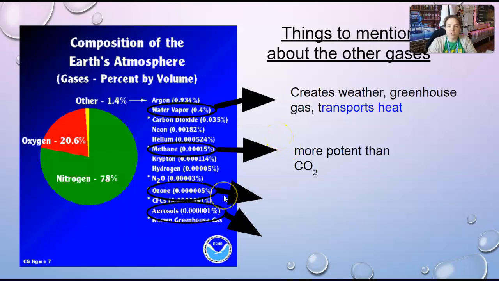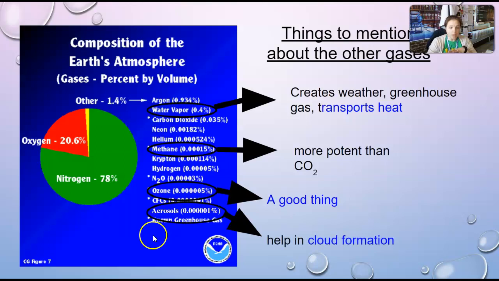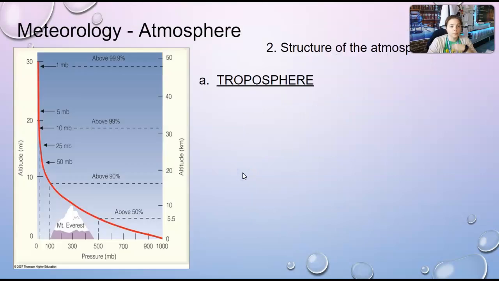And then you have ozone, that's O3, like 3 oxygens together. No, it's not good for us down here, but this is a good thing. It helps protect the earth from damaging UV. And then aerosols. Aerosols could be like dust particles. It helps in cloud formation.